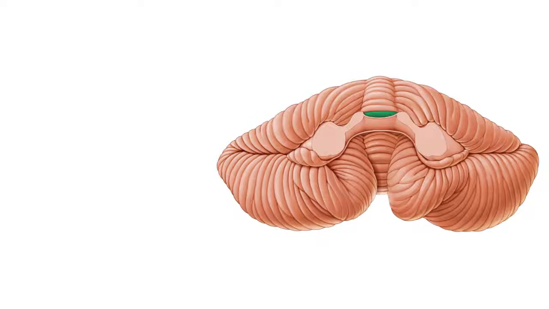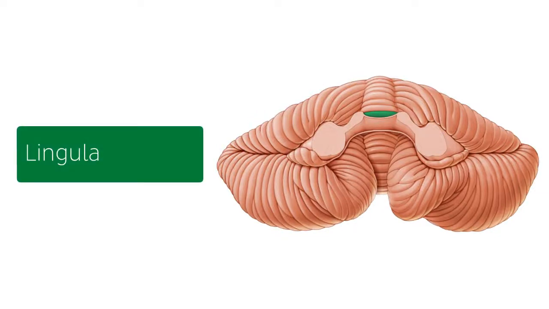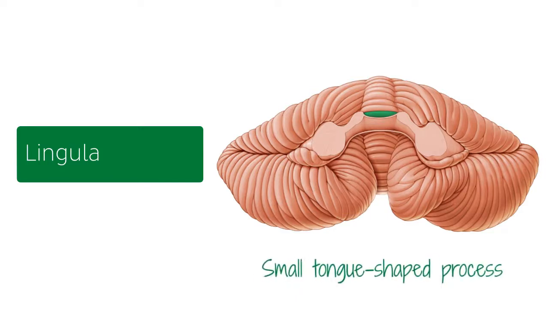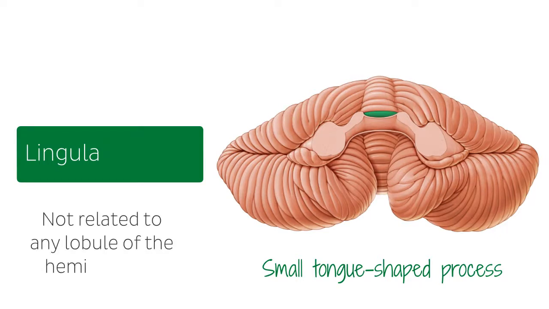So now let's take a look at the lobes of the vermis, starting with the first lobule of the upper portion of the vermis, which is known as the lingula. Now, the lingula is a small tongue-shaped process, and as you can see in this illustration, it is the only part of the vermis that is not related to any lobule of the hemispheres.